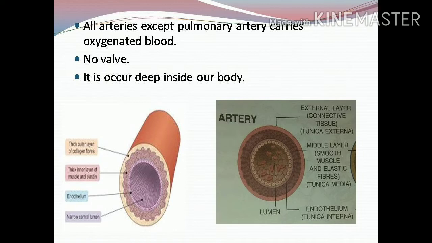So in the diagram you can observe that the artery has thick muscular walls. There are three layers we can see. The first one is the external layer, called tunica externa. The middle layer is called tunica media, and the innermost layer is the endothelium or tunica interna. At the center we can see an empty space, called the lumen. Here the lumen is narrower. So this is the structure of an artery.